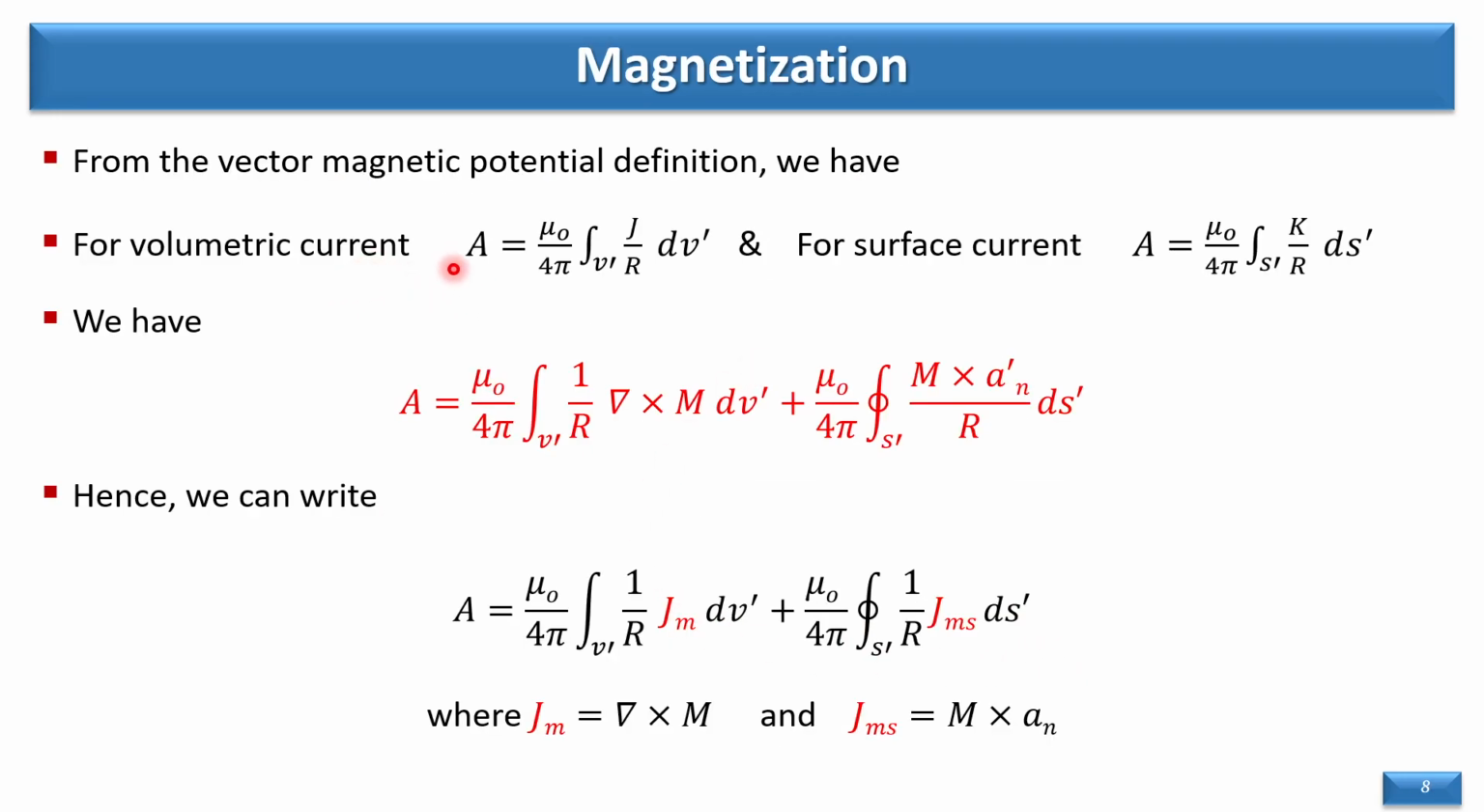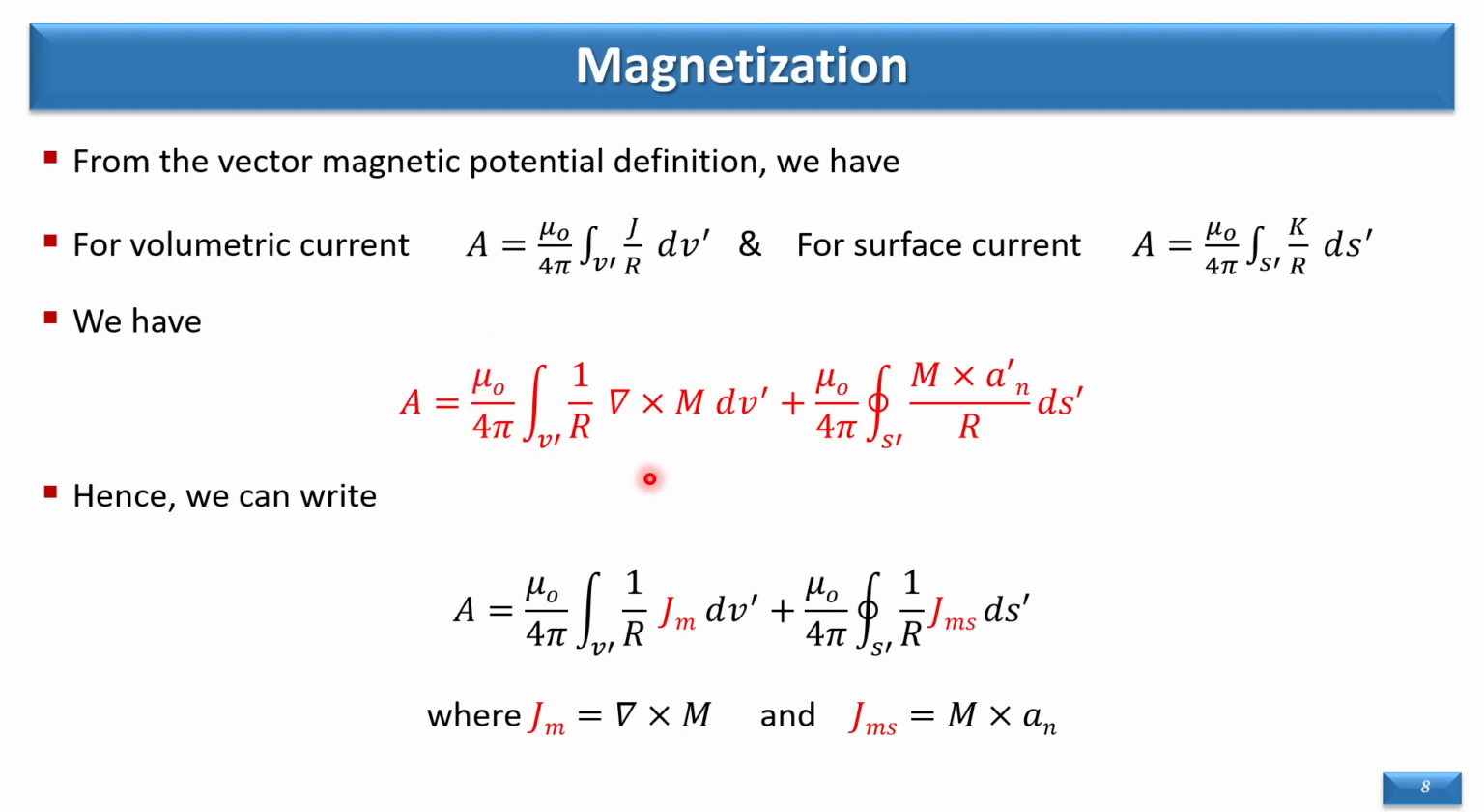We know that if the current is volumetric current density, A will be related this way. If it's a surface current density, A will be expressed this way. From the second lecture, I think we showed that. So we have the expression for A in two parts.